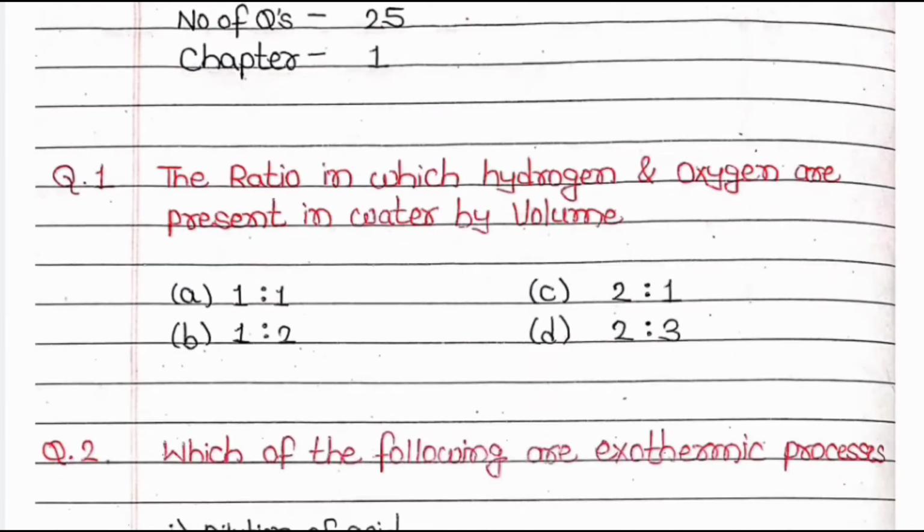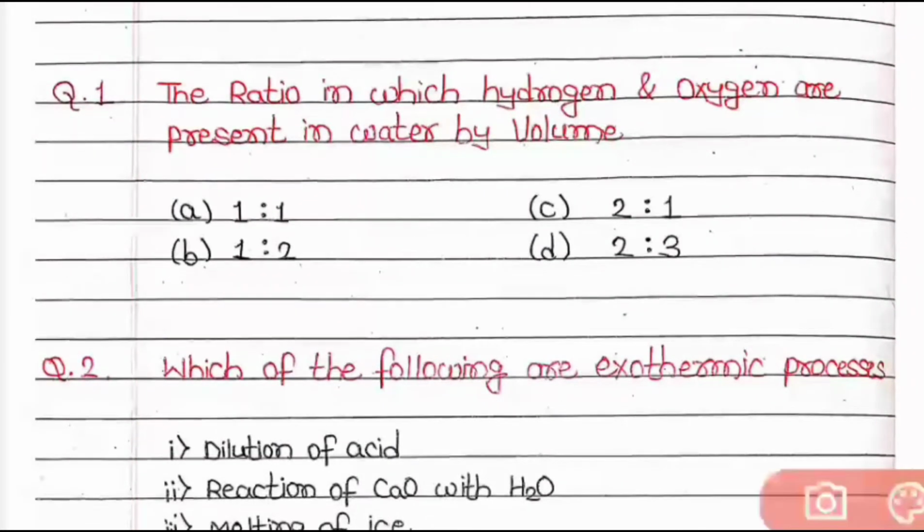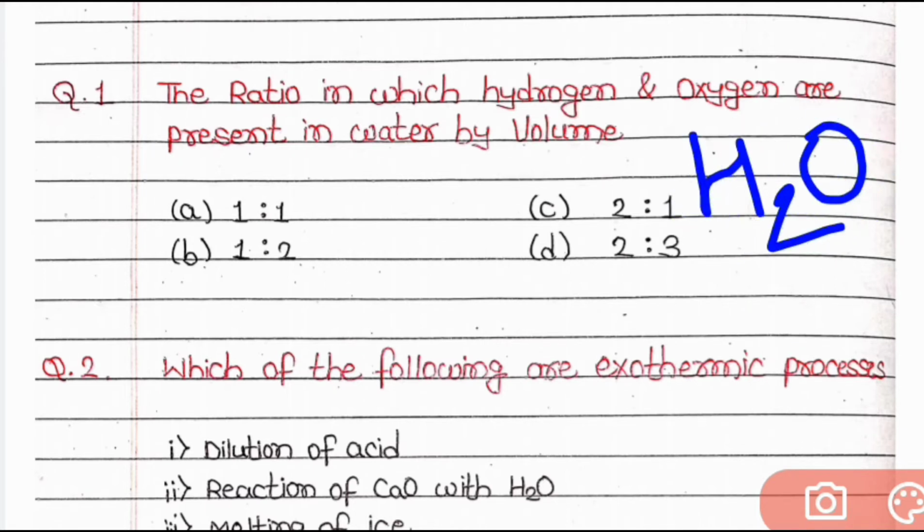So let's start. And the first question is the ratio in which hydrogen and oxygen are present in water by volume. Here the question is asking the ratio of hydrogen and oxygen present in water. Here this answer is simple. We know the formula of water is H2O, and here clearly it is seen that there are two H atoms and one oxygen atom. So the answer will be option C, 2:1.